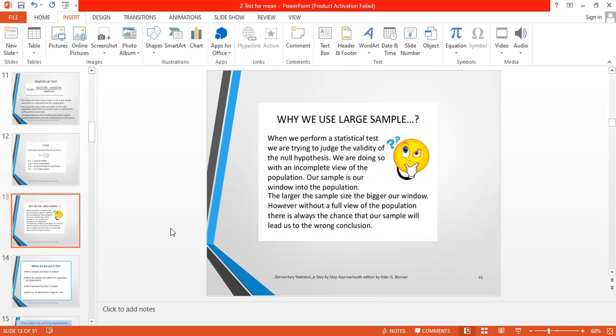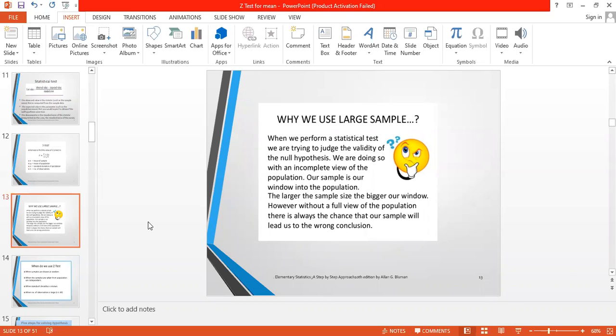Why do we use a large sample for the Z-test? When we perform a statistical test, we are trying to judge the validity of a null hypothesis. We are doing so with an incomplete view of the population. Our sample is our window into the population. The larger the sample size, the bigger our window.